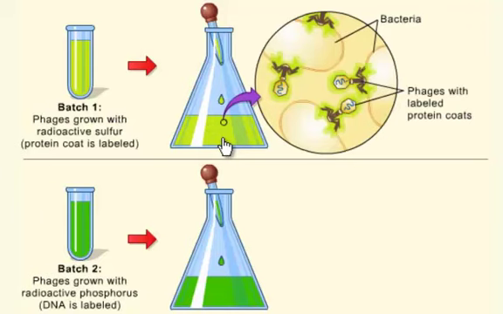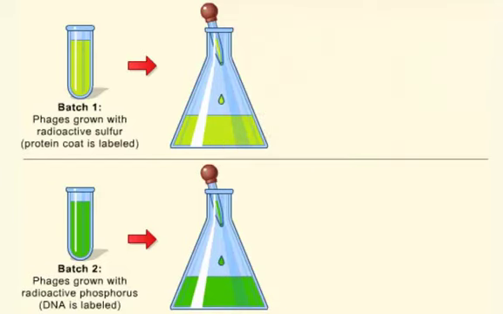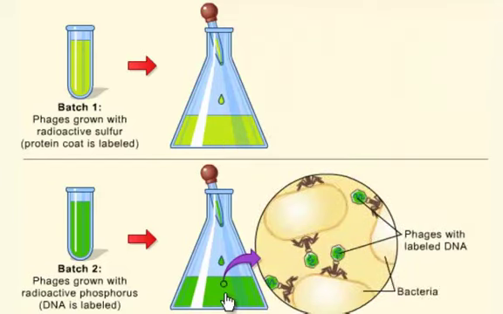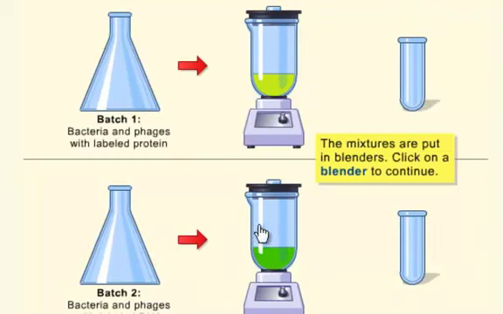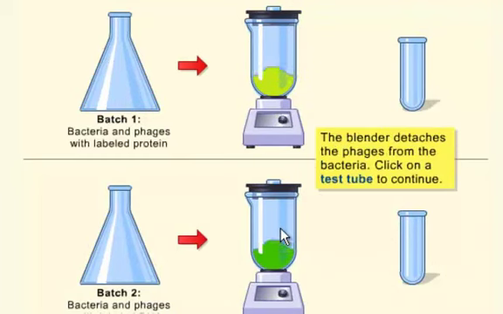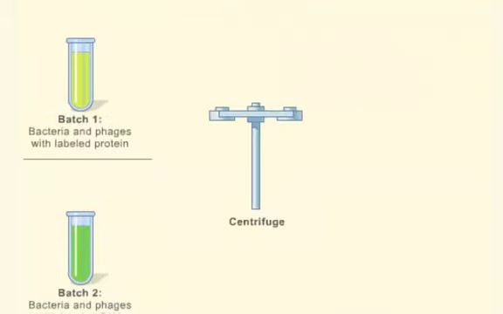This is what batch 1 looked like. You can see that they're glowing around the outside. That's the protein coat that's coated with radiation. And here you can see that they're glowing inside the heads. That's where the DNA is, so that's the part that has the radiation. Now, what they did was they took these, they stuck them in a blender, they mixed it up, and then they put it in a test tube.